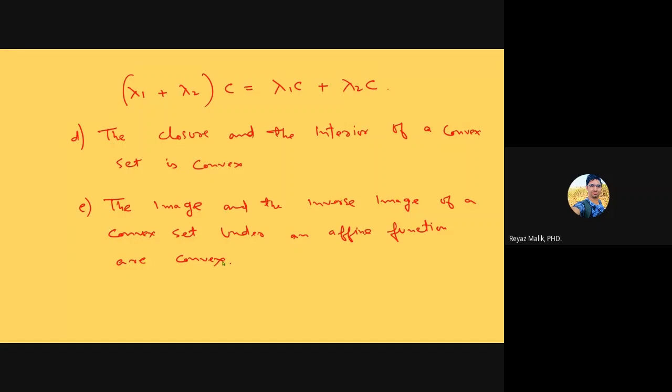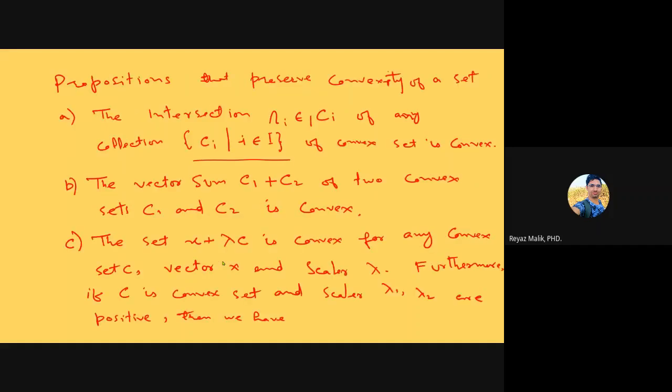That's the next proposition, and that's all about the propositions. The image and the inverse image of a convex set under an affine function will also be convex. There's no problem in that. Only 5 propositions we have: intersection, summation, and when we have a convex set with a multiplier, scalar and vector, that time also the set will be treated as convex.